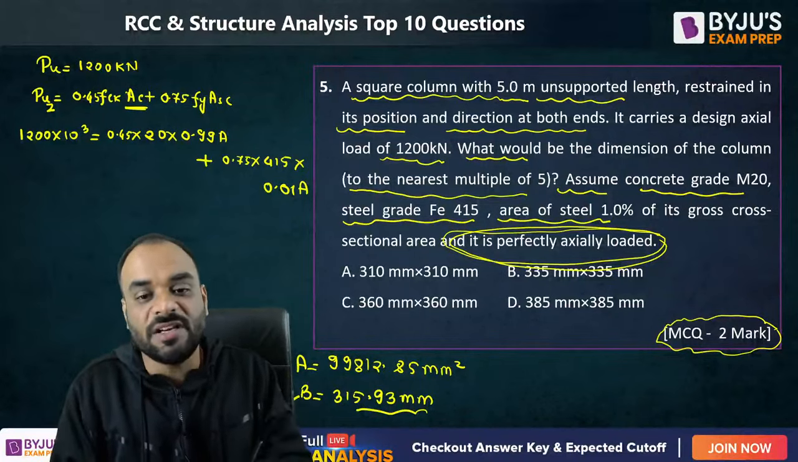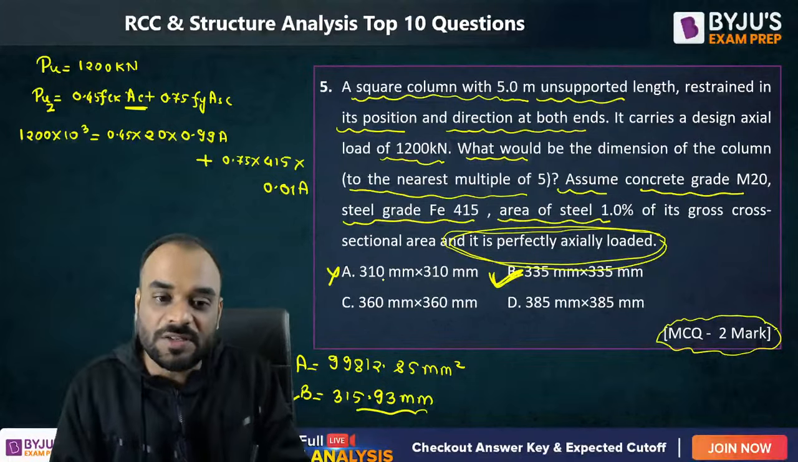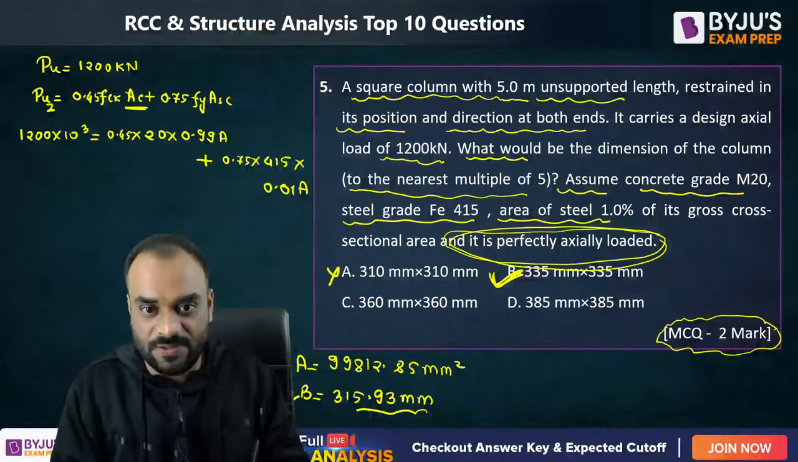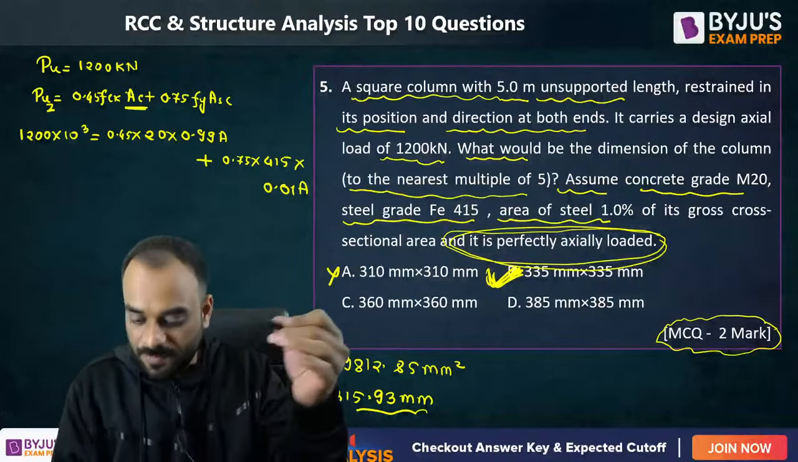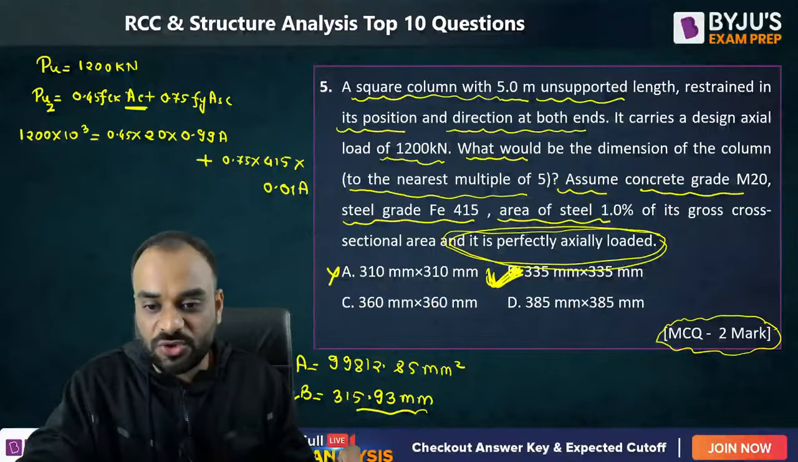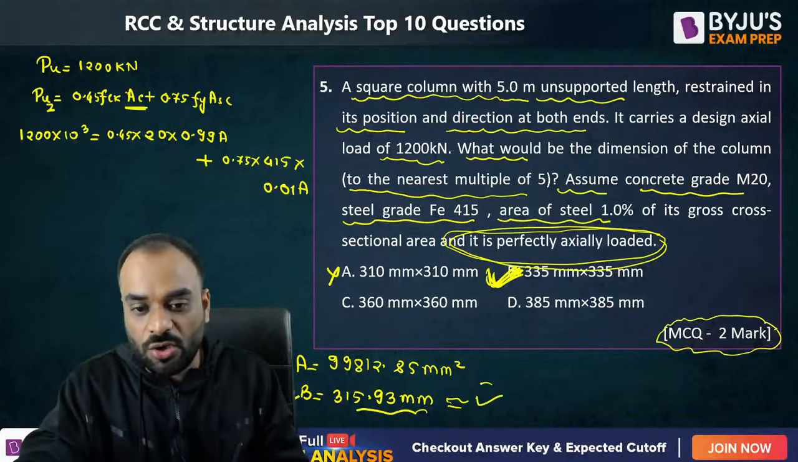You need to take B again, right? B should be the correct answer, not A, because A is lesser as compared to this. B can be the correct answer for the problem. Are you getting the point? Clear. So we need to go on the higher side, not on the lower side.